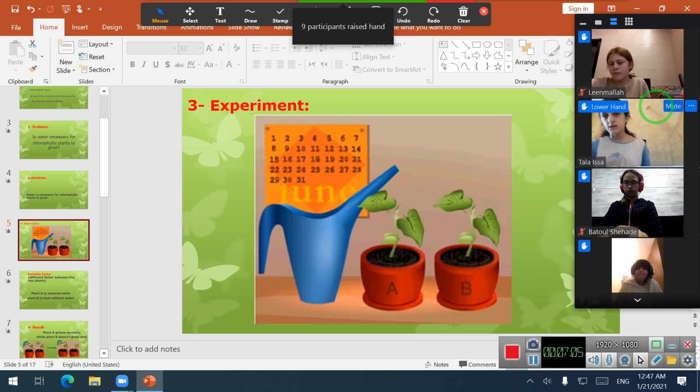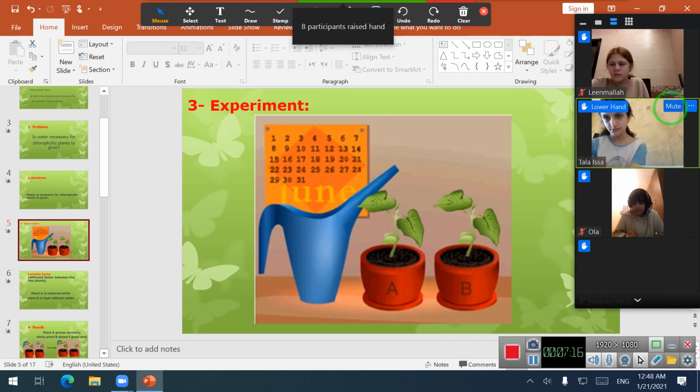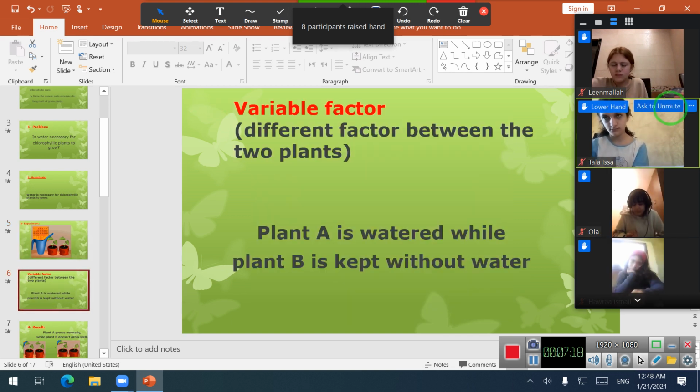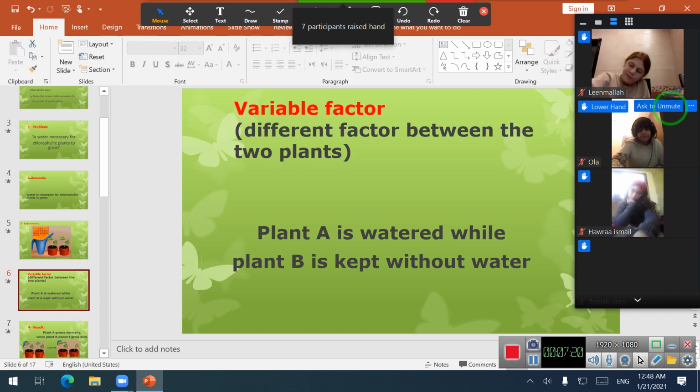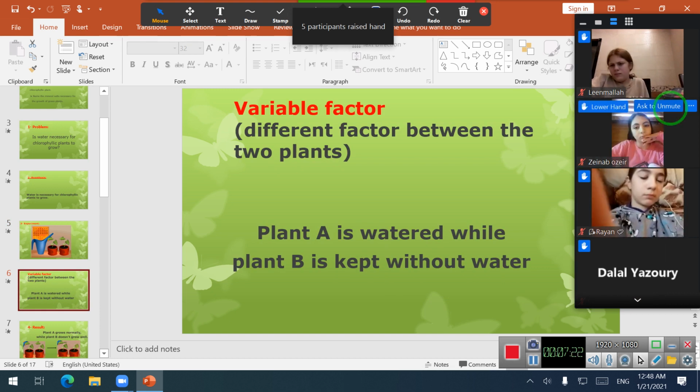Yes. Plant A was watered regularly, while plant B was not watered. Excellent, Tala. So the variable factor means the different factor between both plants. So as Tala said, plant A is watered while plant B is kept without water.